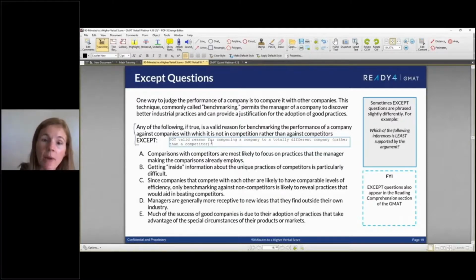If you don't like to do it that way, the other thing, like I said, is you just read all 5 of them and you decide which one argues differently than the others. Okay. It's just going to be the odd man out. But I'm going to say we're looking for the one that's not a valid reason. Okay. Or alternatively, you could say a valid reason for not comparing a company to a totally different company. That would be another. And I'm going to keep my not up front.